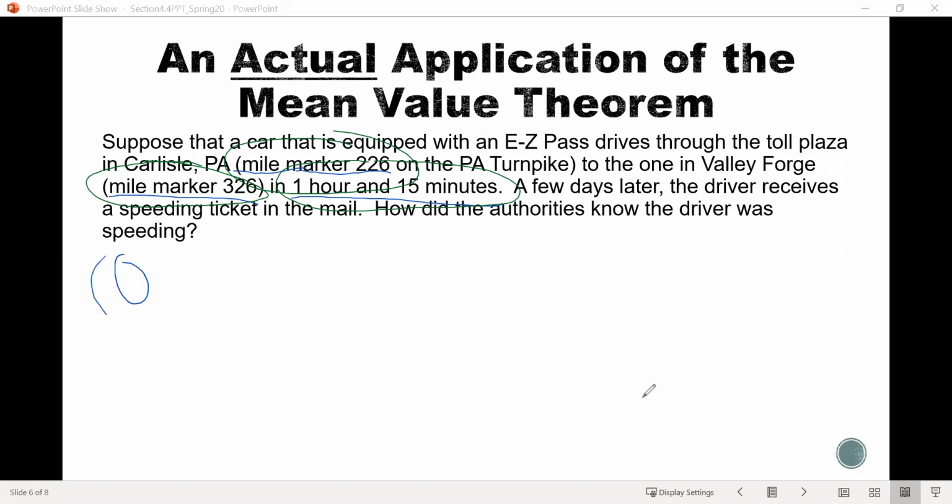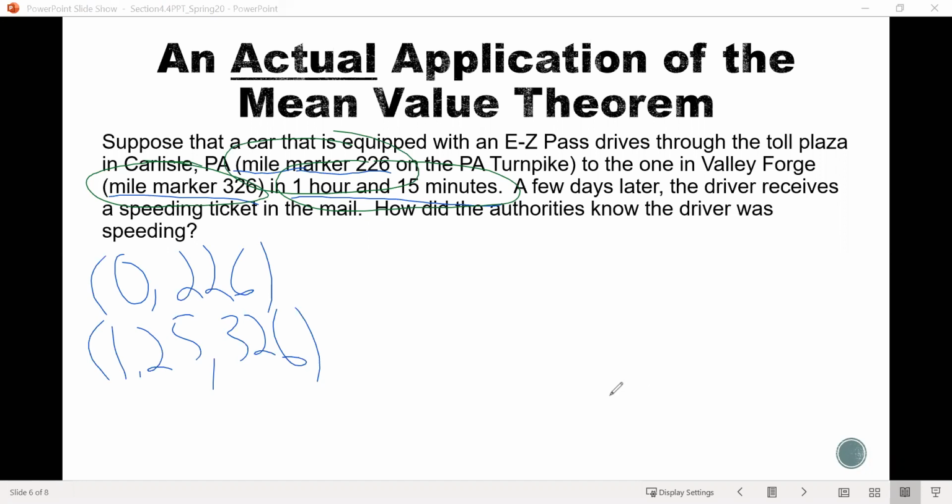So I'm going to go ahead and make 2 points that look like this. One is going to be 0, 226. And the other is going to be 1.25, 326. And what I'm thinking here is that at time 0, so at 0 hours, the car was at 226 miles. And then at time 1.25 hours, that's 326 miles. Okay. So now that we have that, we can find our average slope, or average rate of change over that interval.